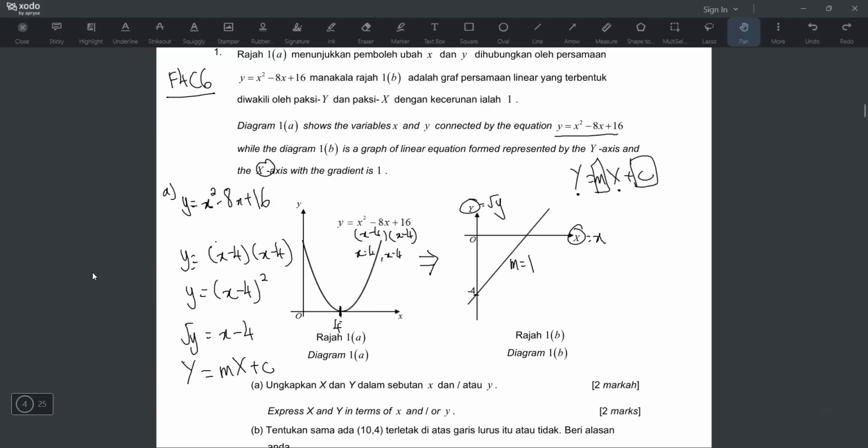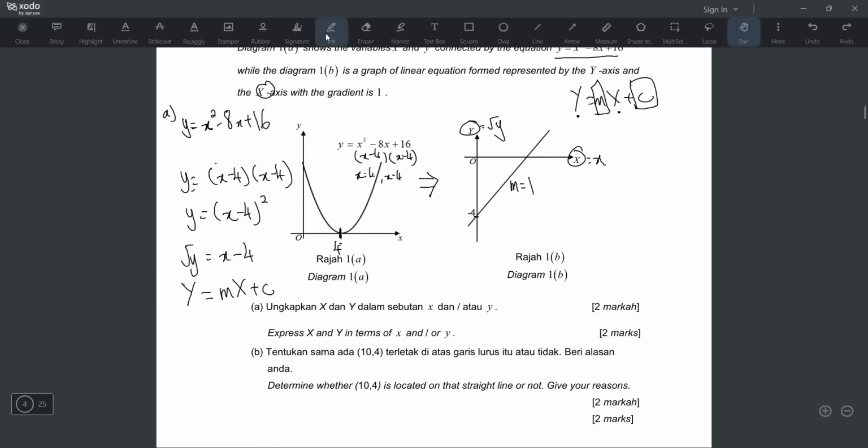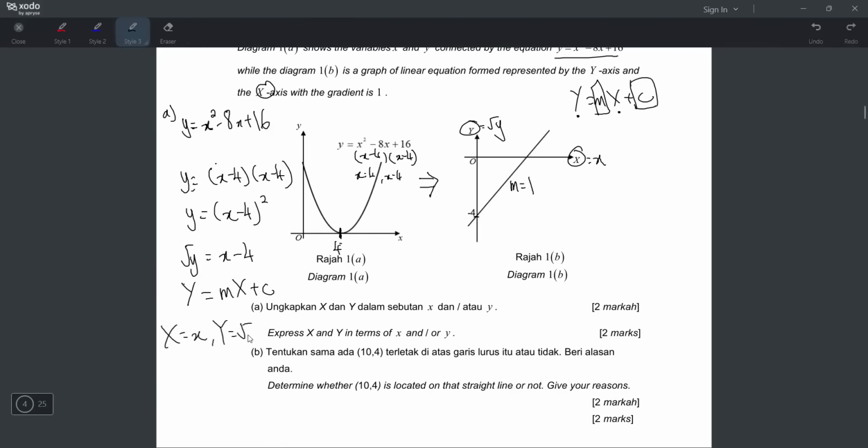Okay. So now let's answer the question. Express big X in terms of small x. So the big X is x. And then for the big Y, that's square root y. Okay, square root small y. Okay, so this is your A answer. Okay, this is your A working.